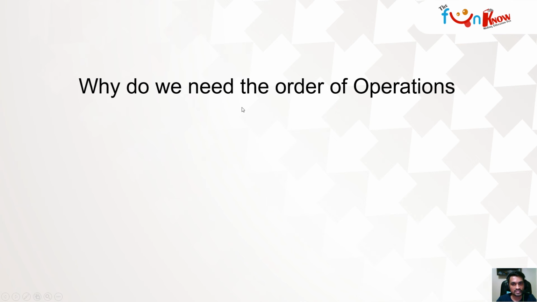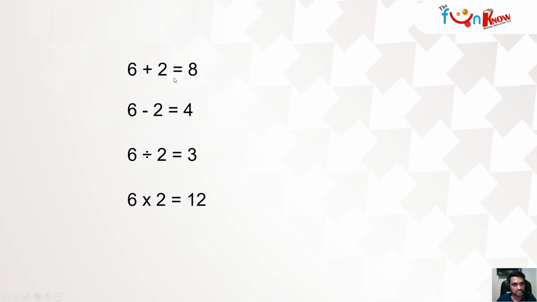So why do we even need the order of operations? Can't we just solve the expressions left to right like we always do? Here, 6 plus 2 we get 8, 6 minus 2 we get 4. The answer is right. So why do we need it? Because the problem arises when we have more than one operator. Here there is only one operator, so solving it is not difficult.